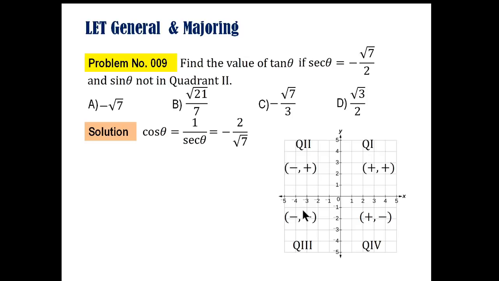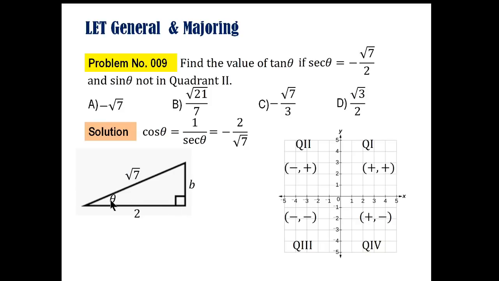Okay? So, meaning, we'll try to check which quadrant the cosine is negative, so in quadrant 2 and quadrant 3. But we have this restriction that sine not in quadrant 2. So, if it is not in quadrant 2, so meaning to say, it's in quadrant 3. Why? Because in quadrant 2, cosine is negative, and in quadrant 3, cosine is negative. But the sine is positive in quadrant 2, but it is not found in quadrant 2. So meaning it's in quadrant 3. And sine in quadrant 3 is negative.